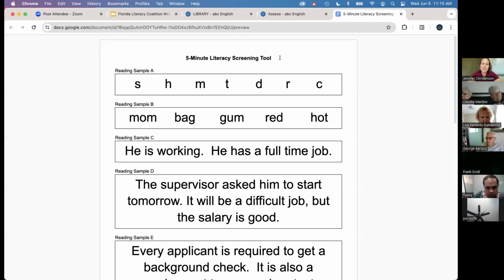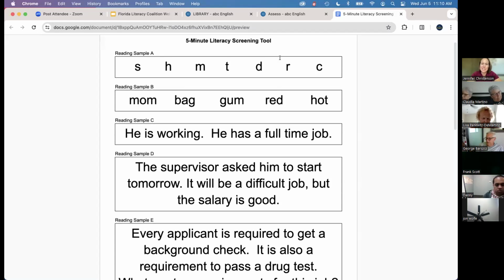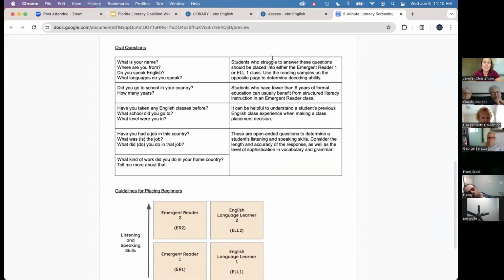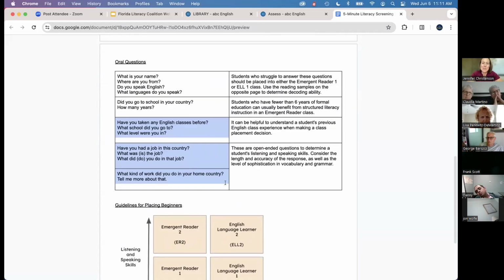It's not a test where you write down points or keep track of the information to compare it to another test later. This is simply to get a really quick idea of what a student's language ability and literacy ability is. So on this side of the screening tool, there are some oral questions. It starts with very simple questions like, what's your name and where are you from? And then you directly ask, did you go to school in your country and how many years? And then after that, there are some more open-ended questions that can help you gauge, depending on how the student answers, if they're at the low beginning level, which would be one word answers or no answers. High beginning would be stringing some words together, but maybe not quite correct. And then intermediate or advanced would be quite complex answers to those questions. So this helps you screen for their language ability.